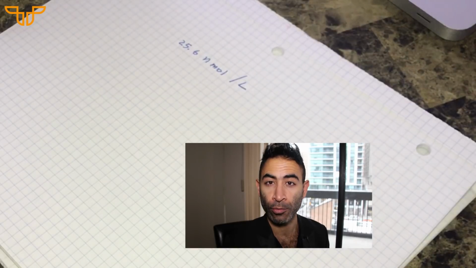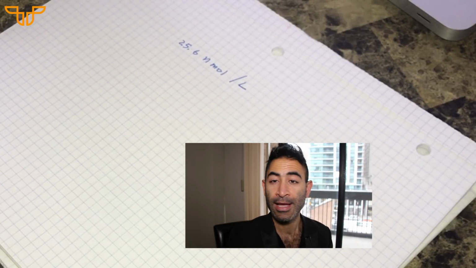So here you see, it is 25.6 nanomoles per liter. Okay, now you take a look at the piece of paper. I've written nanomoles per liter there, 25.6. Now there's another thing I want you to take into account.